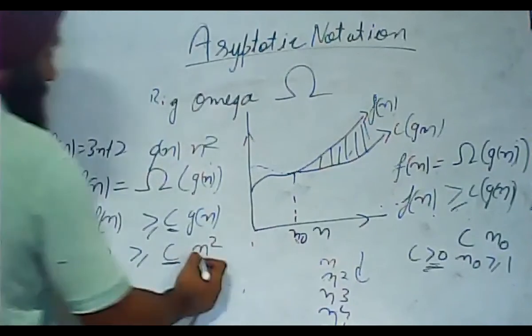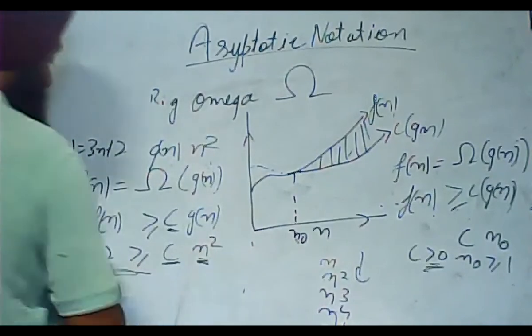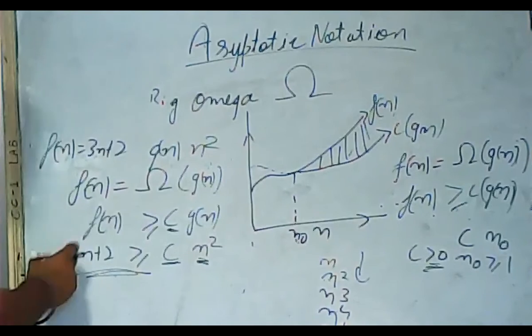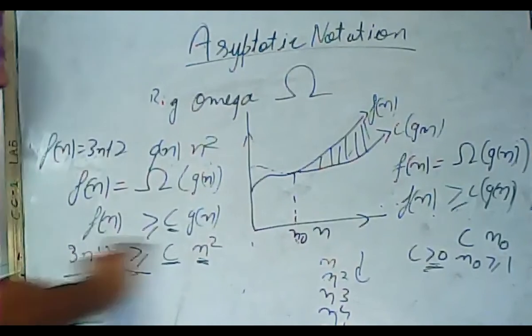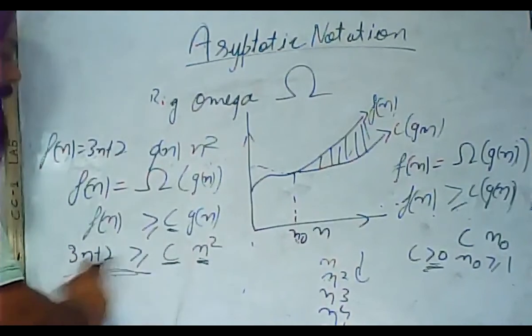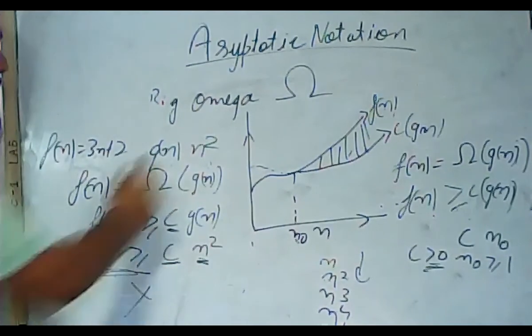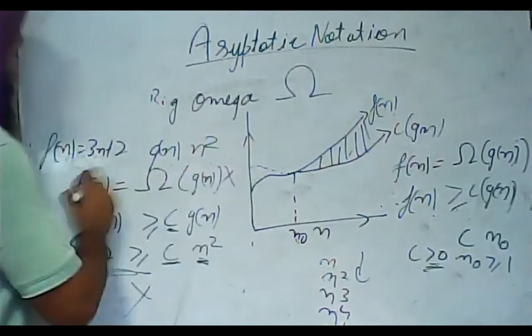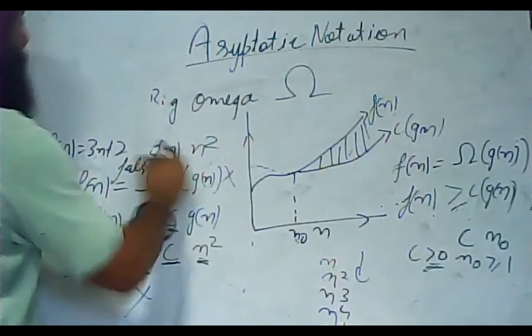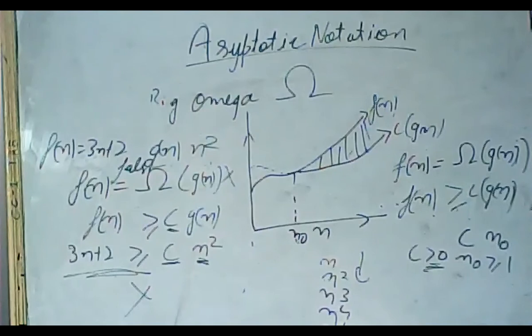So what will be the value of c and n that satisfies this condition? n could never be greater than n square. So we cannot prove that. So this statement is not true. This one is false.